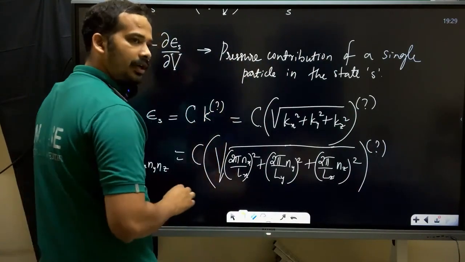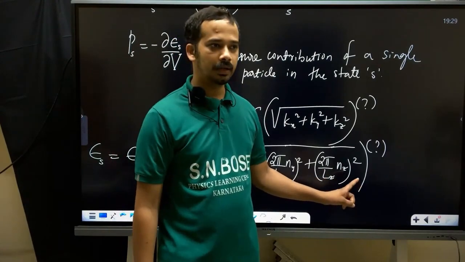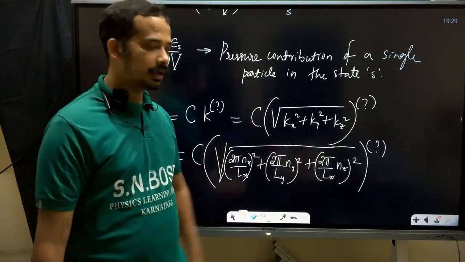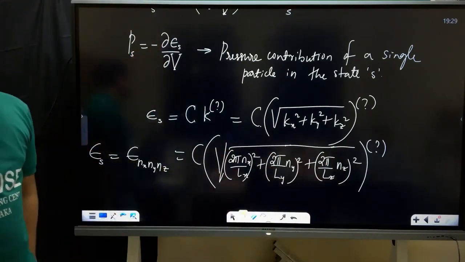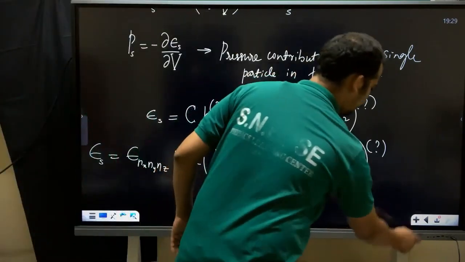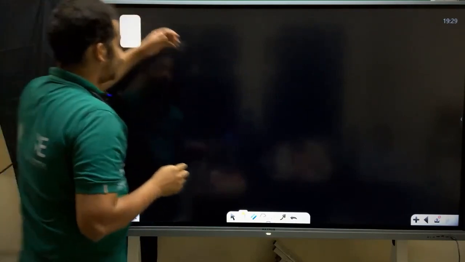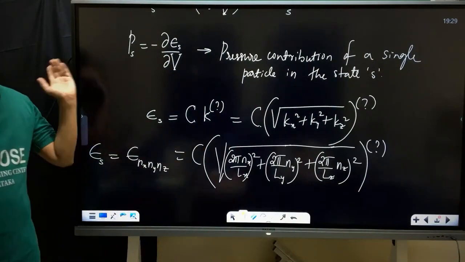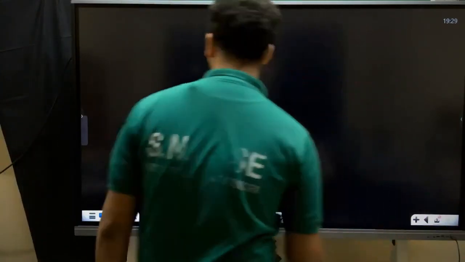Now we write Lx equal to Ly equal to Lz in terms of volume. We take a cubical container, write it in terms of volume, then take that volume outside and take the volume derivative. That's the basic idea. So let me take photons first. Now it all depends on the dispersion relation. Whatever we are deriving depends on the dispersion relation.